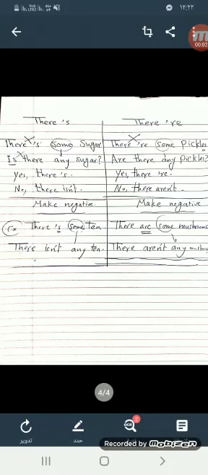Now, let's take our new grammar today: the difference between there is and there are. Let's take the difference first, then we will give you some examples.